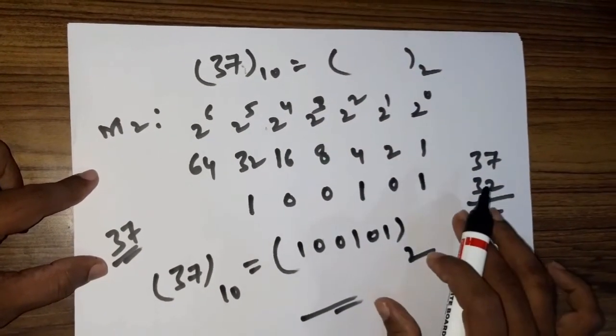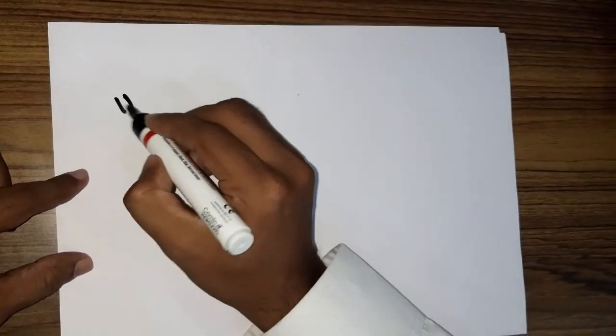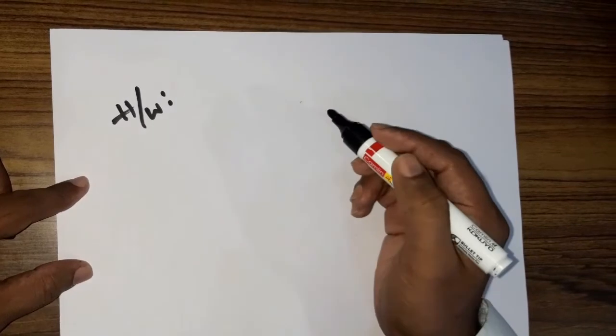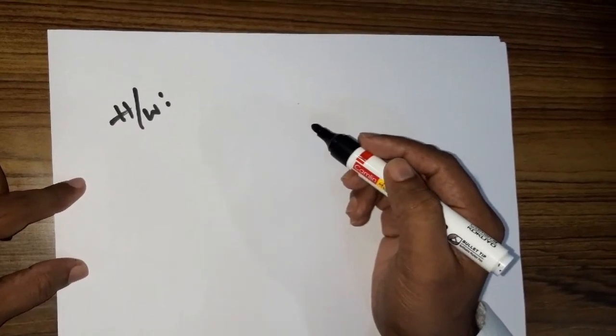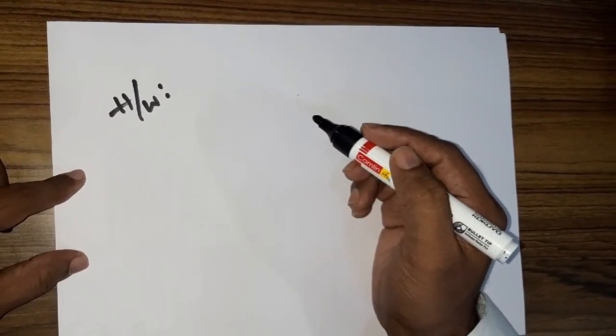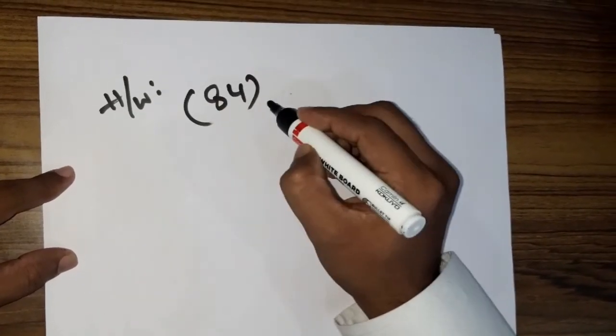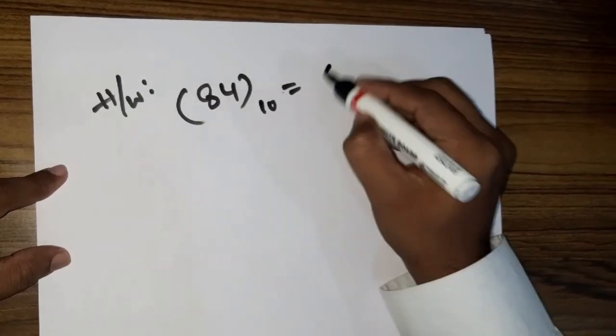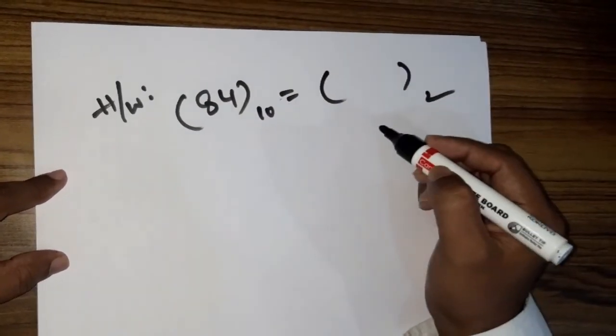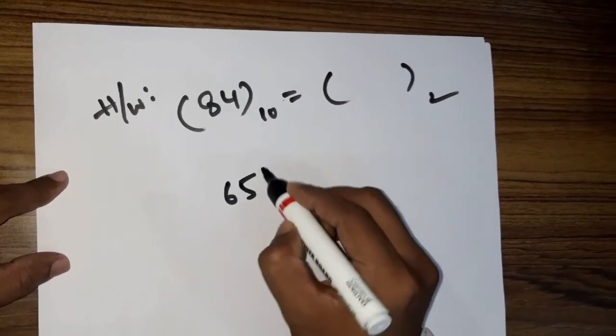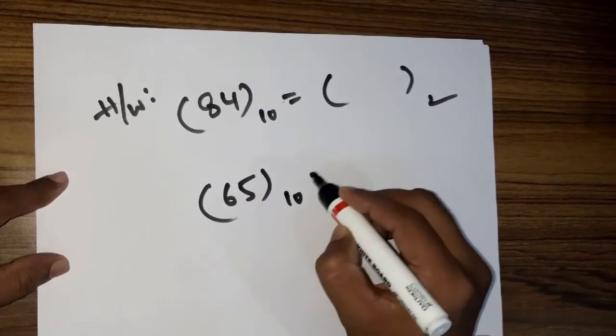Okay, now I am giving 2 homework problems to you guys. As homework, you do these problems and comment your answers to me. I am giving 84. You convert this decimal to a binary number and comment to me. And I am giving one more, that is 65, which is a decimal number. You convert this one.